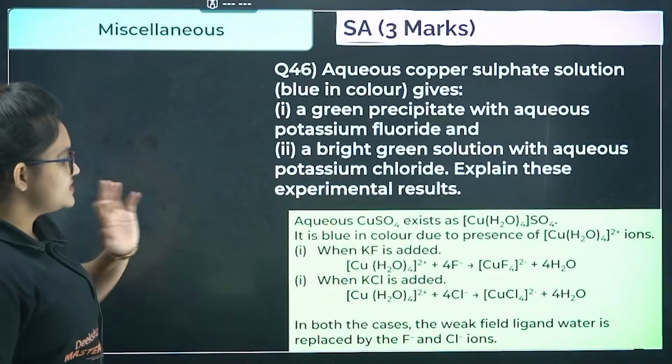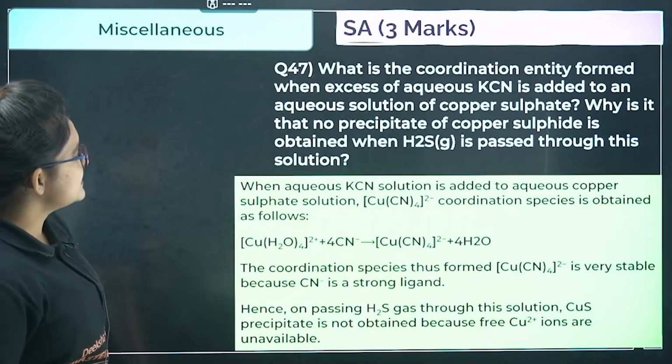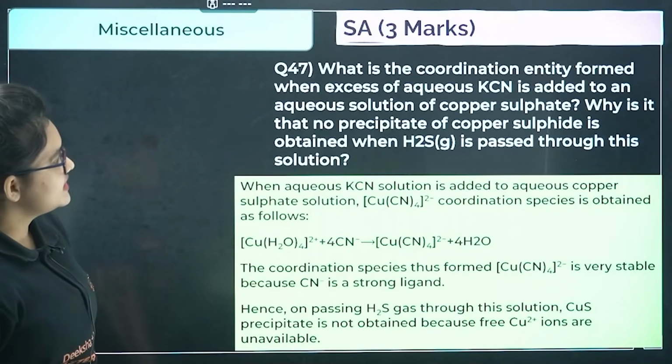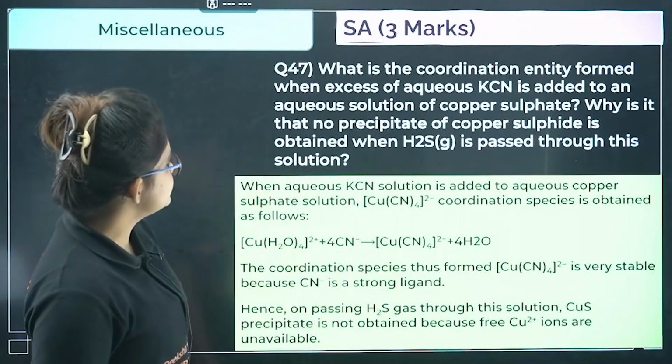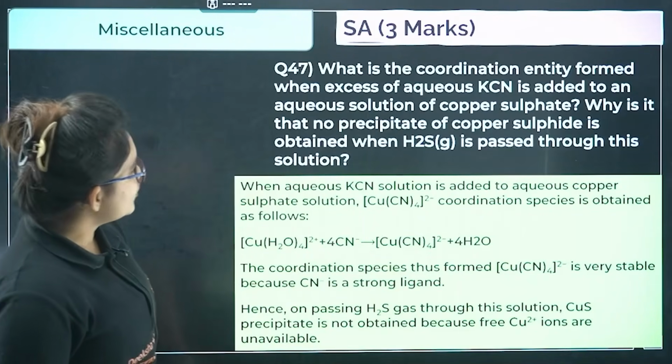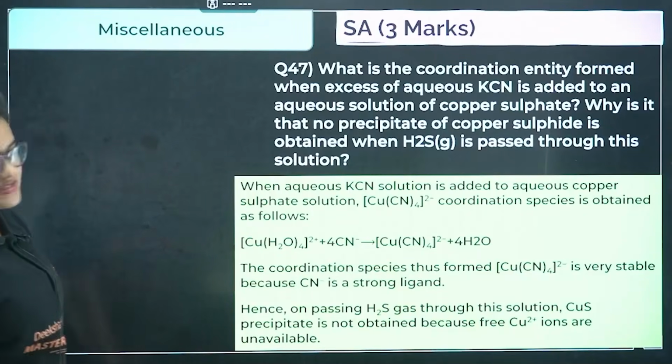Okay, let's proceed. What is the coordination entity formed when excess aqueous KCN is added to an aqueous solution of copper sulfate? Why is it that no precipitate of copper sulfide is obtained when H2S gas is passed through it?